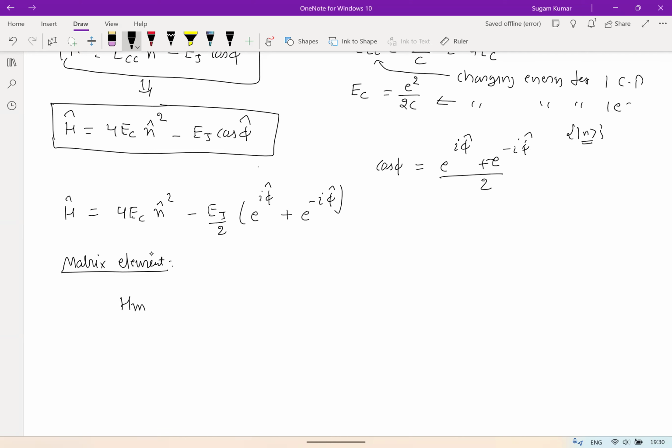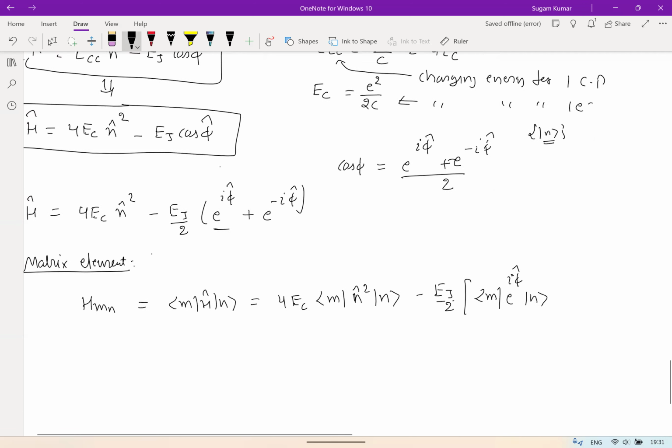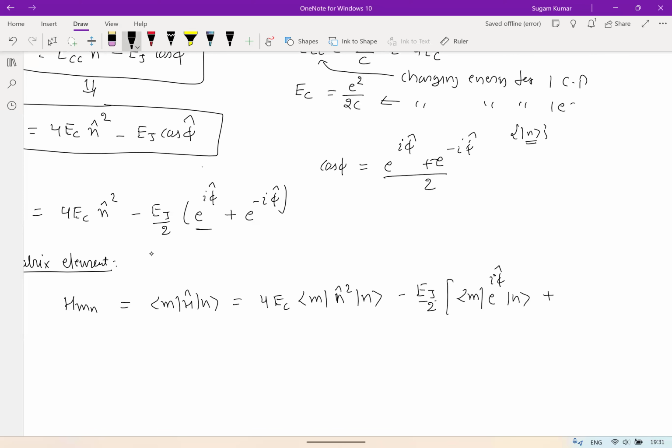So you can see this HMN is going to become M H N, and this is going to become 4 times EC, M N square N, minus EJ by 2. And look here: this is going to become M e power iota phi N, plus again M e power minus iota phi N.